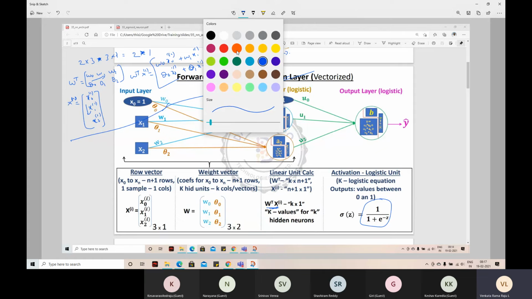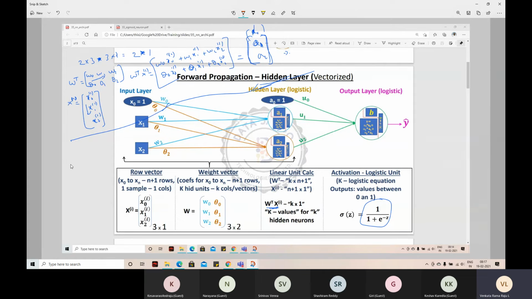Let me explain the current one, batch gradient descent. If you want to process 4 records at a time, say you have 1000 records and you want to pass 4 records at a time through the network, then the X is going to be like this: x0(1), x1(1), x2(1), x0(2), x1(2), x2(2), x0(3), x1(3), x2(3), and x0(4), x1(4), x2(4).